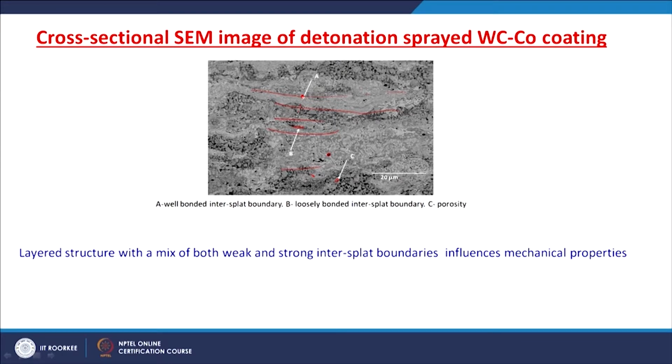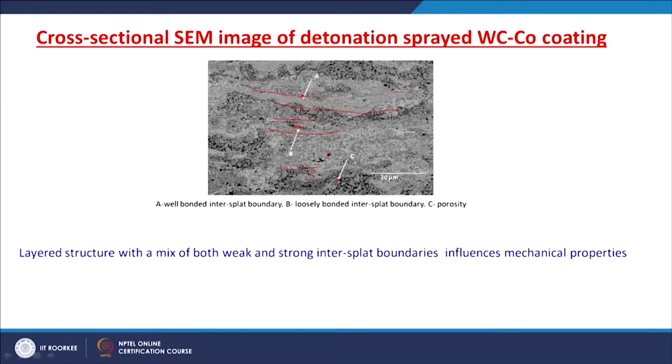So, for example, defects like cracks. When these cracks coalesce with each other and form a size which is longer than or equal to the critical size required for brittle fracture, then you will see a brittle fracture of this coating layer that leads to failure of this entire coating and substrate system. So, the microstructure is a layered structure with a mix of both weak and strong intersplat boundaries. So, that influences the mechanical properties.